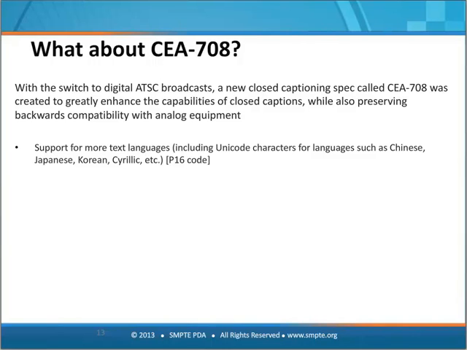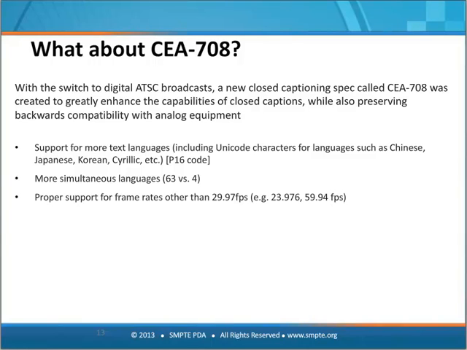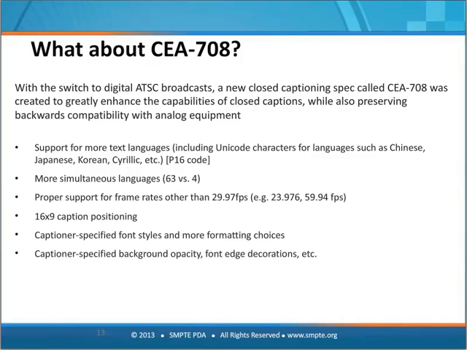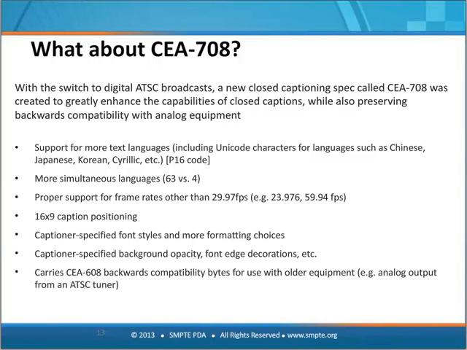Although I have to say that although this exists in the spec, I have yet to find a single device that can play this back correctly. So almost nobody uses this feature because there simply is no way to see it, to actually use it. You can have more simultaneous languages. You can have proper support for frame rates other than 29.97, like our great HD broadcast frame rates. Full 16:9 positioning of the captions using the full width of a 16:9 screen. The captioner can specify font styles and more formatting choices, such as the background opacity, font edge decorations like drop shadow, etc.